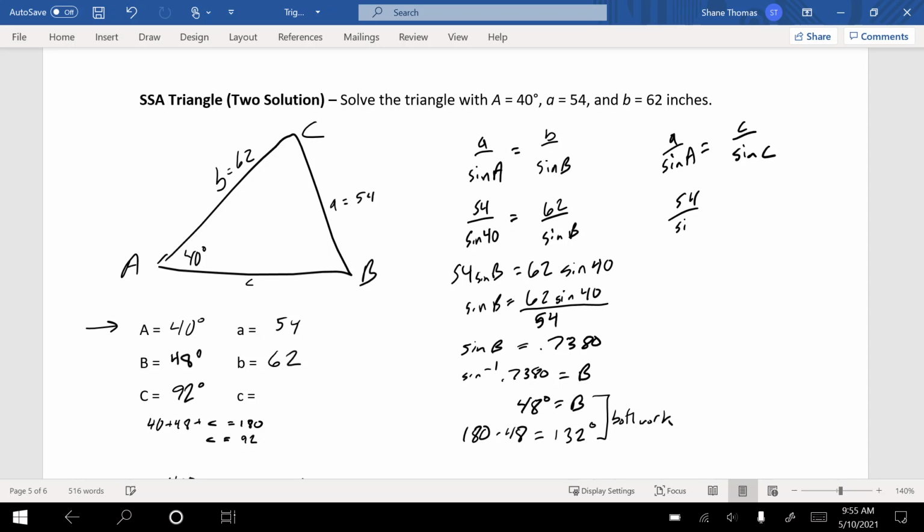I have 54 over the sine of 40 is equal to C over the sine of 92. So I end up with C is equal to 54 sine of 92 over sine of 40. So then C is actually 84. Okay? So that part there is really no different than what we've done before, is it? Okay? Now, the last thing we got to do is we just got to take care of that second triangle.